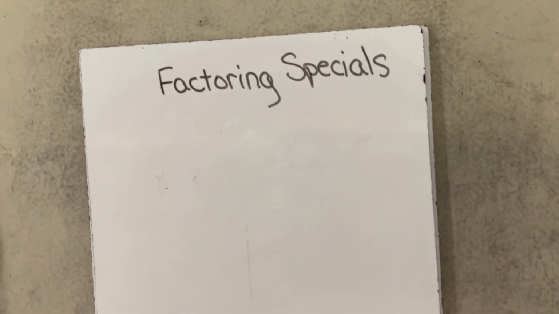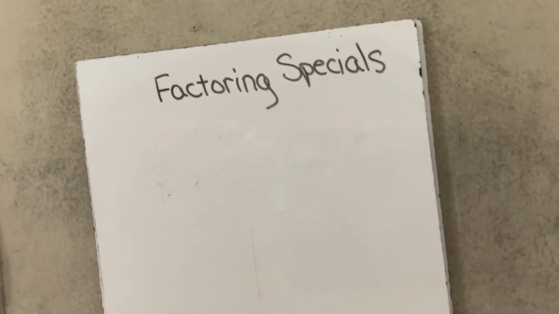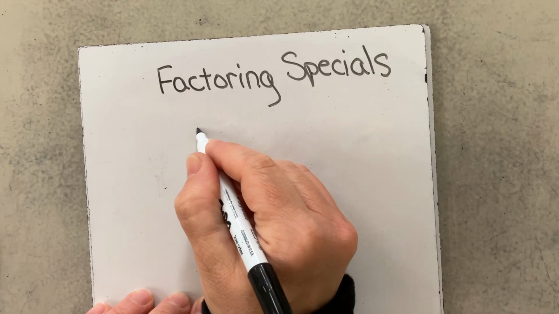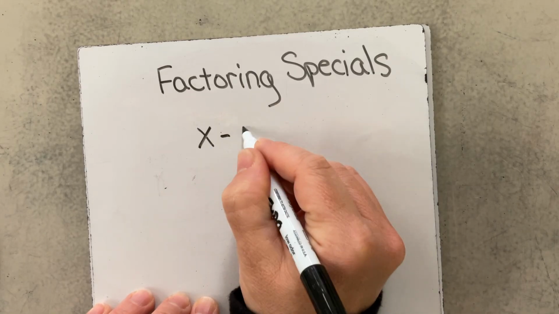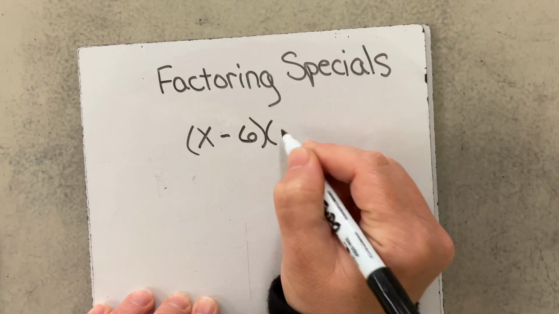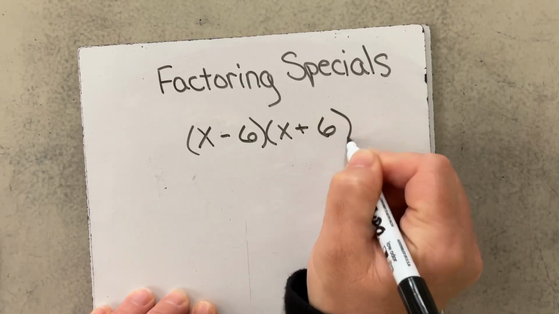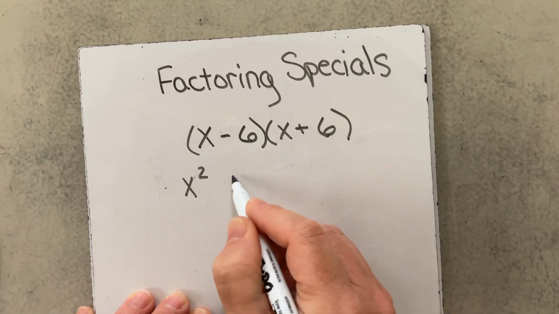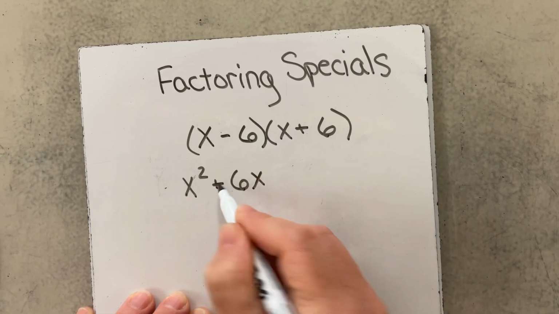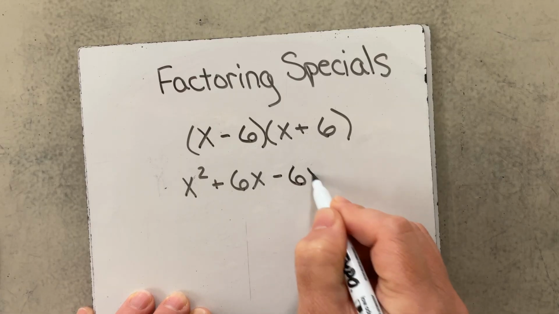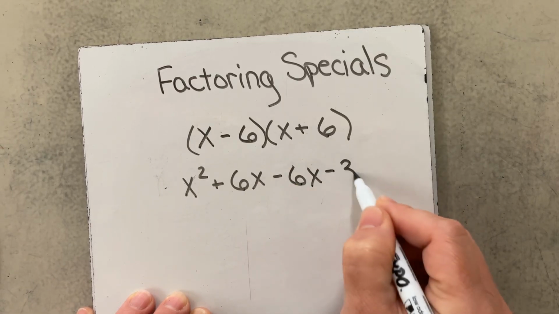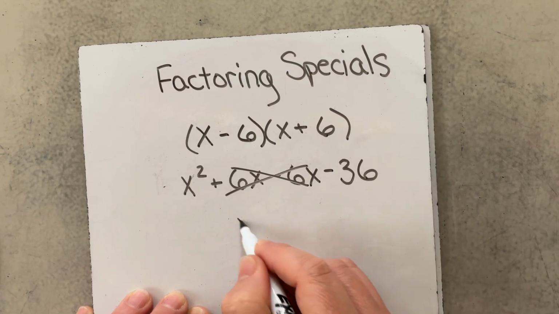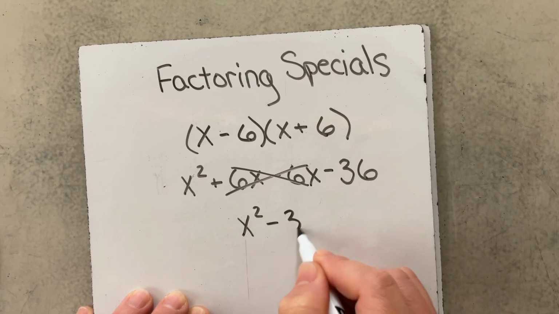The next type of factoring we're going to look at is factoring some of those special ones. If we have x minus 6 times x plus 6, and we FOIL this out, we get our first is x squared, our outer is 6x, our inner is negative 6x, and our last is negative 36. We discover that those go away, leaving us with x squared minus 36.